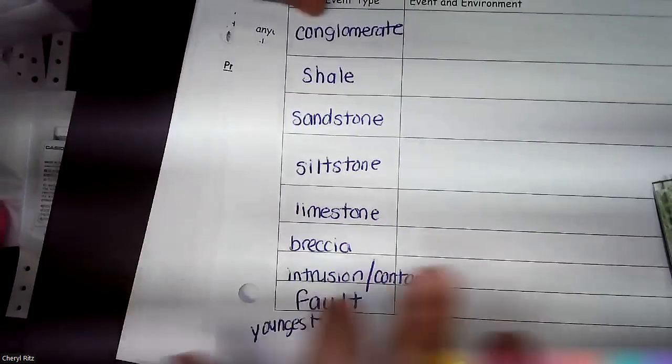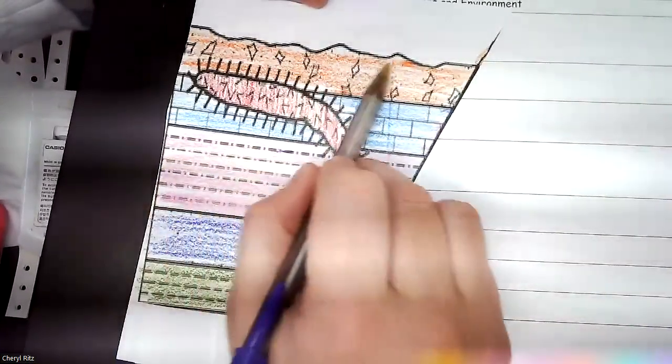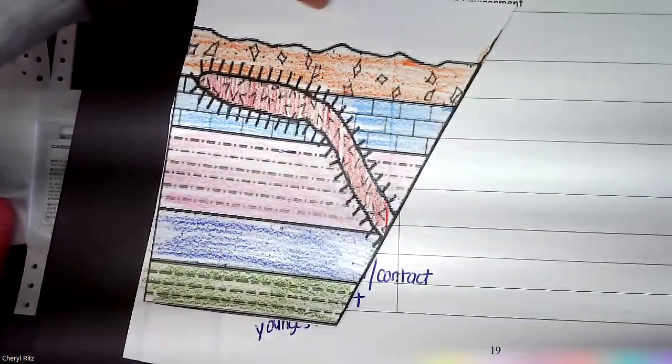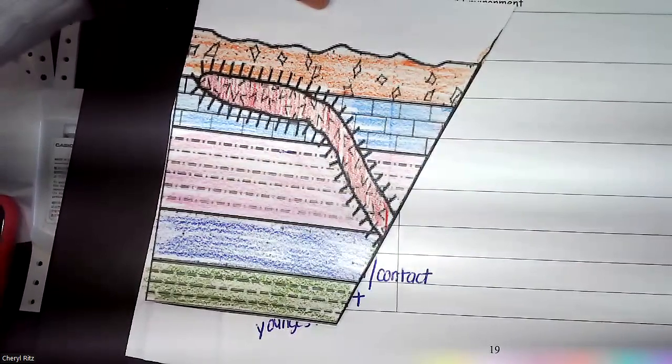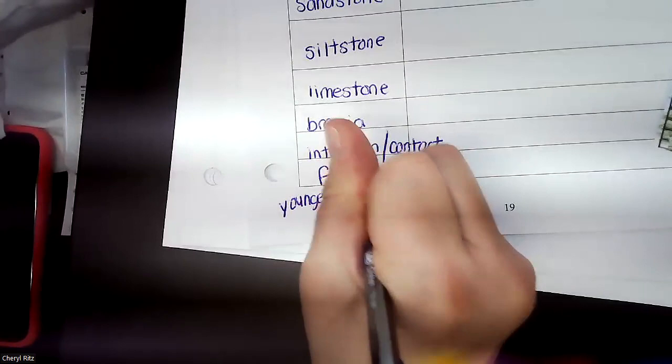But there's actually one more thing. What do you notice on the top of the breccia? See how that's not a nice straight flat line? What happens on the surface of Earth that might prevent it from being a nice flat line? That's going to be erosion.